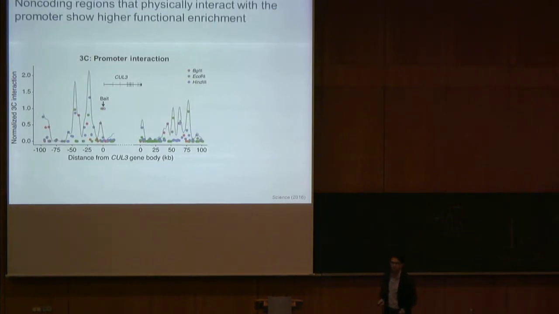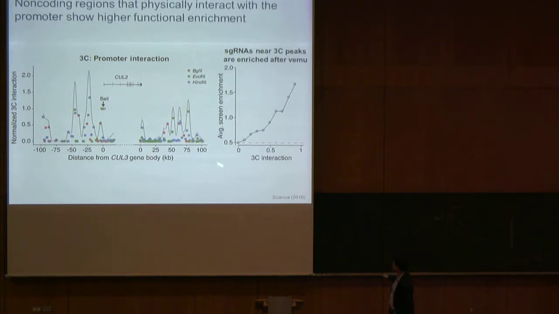Here I'm showing you a chromosome conformation capture assay. What these peaks mean is how close, in 3D space, these different regions, either 5' or 3' of the gene, are to our bait region, which was selected to be the promoter of CUL3. If you imagine water filling up this graph on the y-axis, that's increasing the 3C interaction frequency. You can see a clear monotonic relationship between 3C interaction, that is, how close a region of the genome is to the promoter, and how enriched it is in the CRISPR screen.